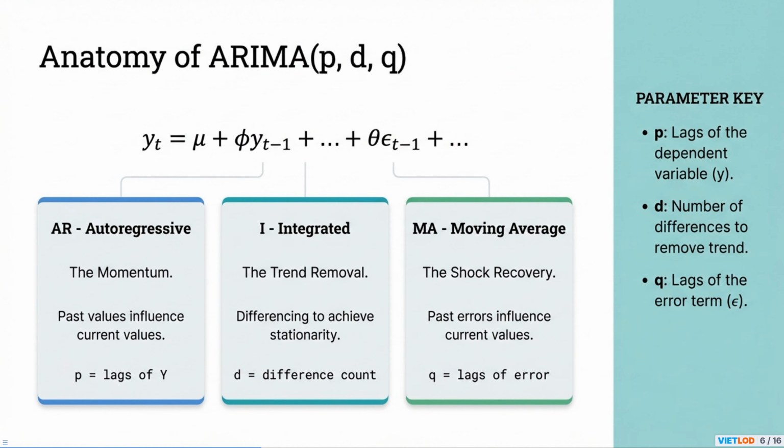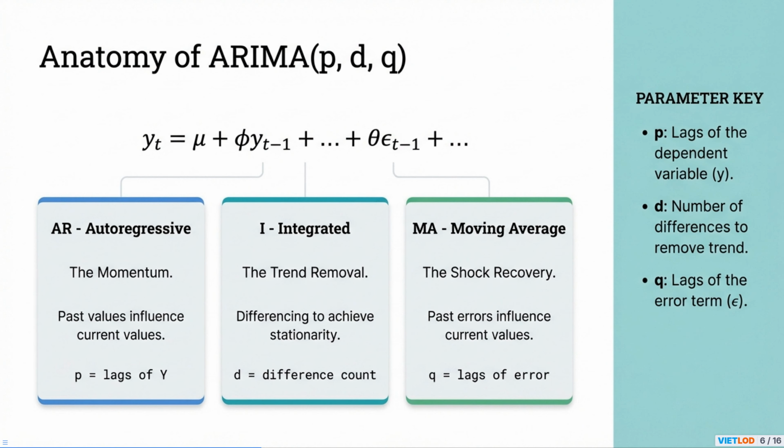The AR component, which stands for autoregressive, is the momentum part. It uses past values of the variable itself to predict the current value. The parameter P denotes the number of lagged dependent variables, or lags of Y. The I stands for integrated, which is the trend removal part. It involves differencing the data to make it stationary. The parameter D is the number of times the data is differenced, or the difference count.